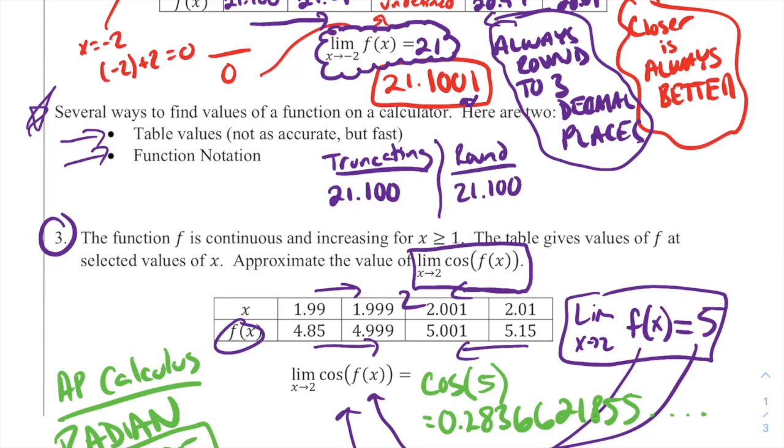0.283662185 and so on. And if we think about how we'd round this for AP Calculus, if we truncate, that would be 0.283, or if we were to round, that would be 0.284. Either one of these would be acceptable answers for that problem. You could either truncate or round, and both of those would be fine.